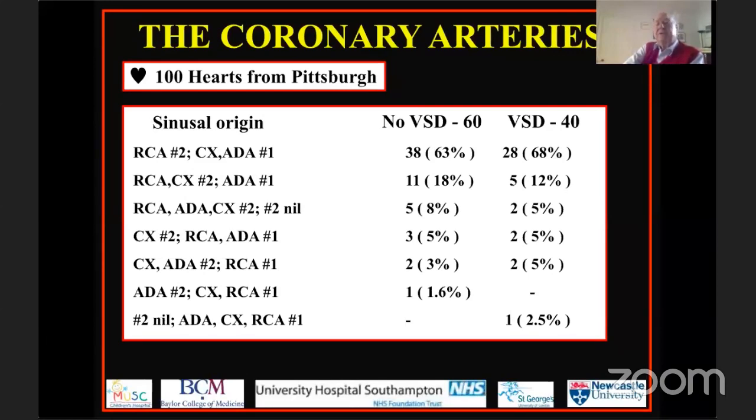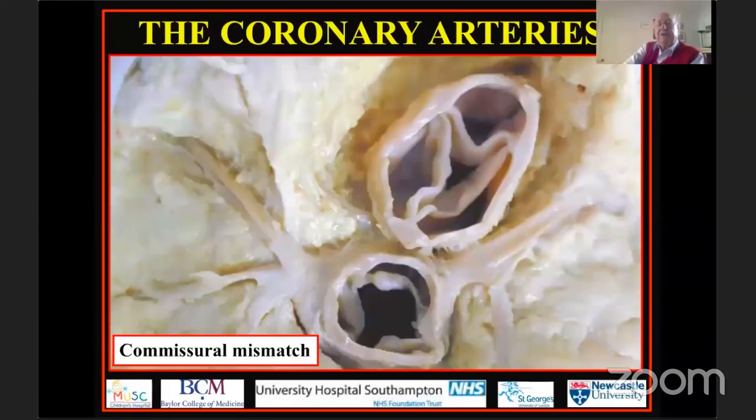So if we take note of sinusal origin, we then bolster that with knowledge of the course relative to the arterial pedicle, taking particular note of transmural variants, intramural variants, we can produce a very nice account of the variations in coronary arteries in transposition.